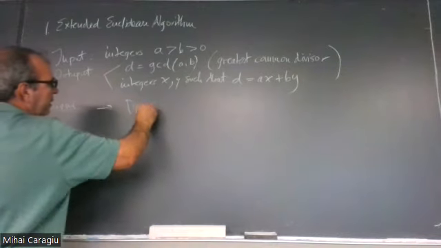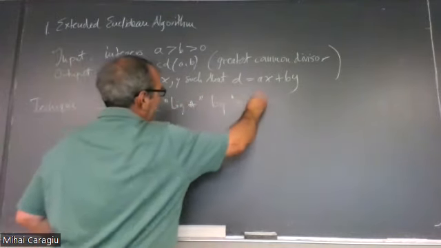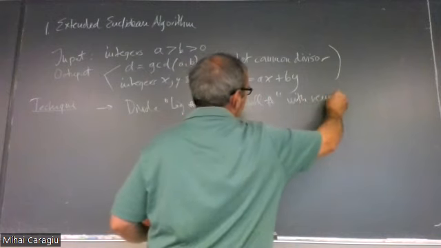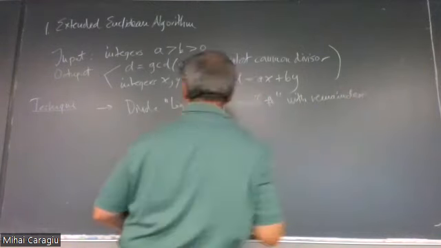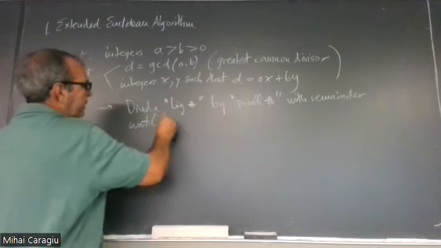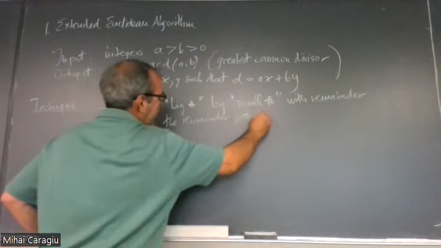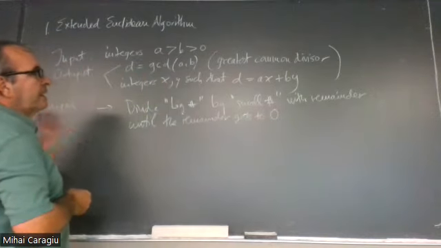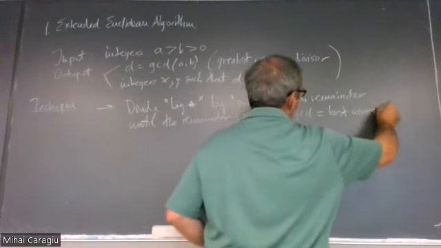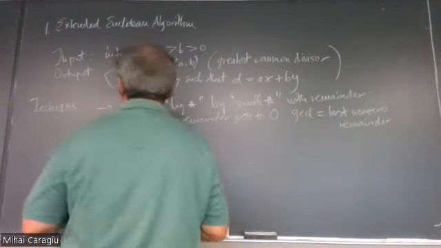Always divide the big number by the quote unquote small number with remainder, until the remainder gets to 0. At that moment, the GCD is the last non-zero remainder. And then x and y will be visible in the process.